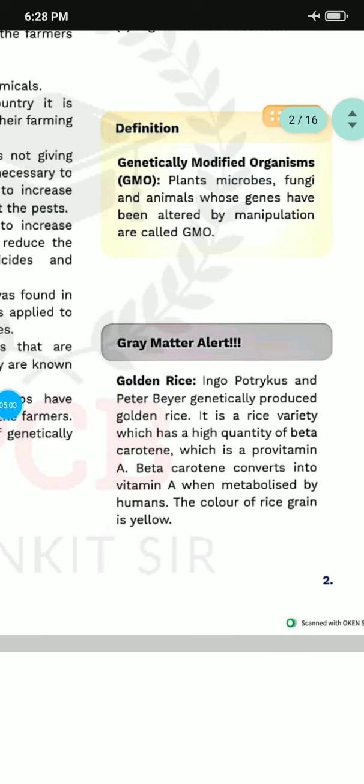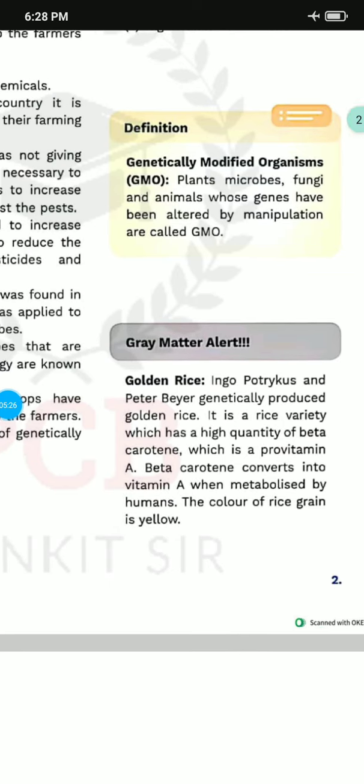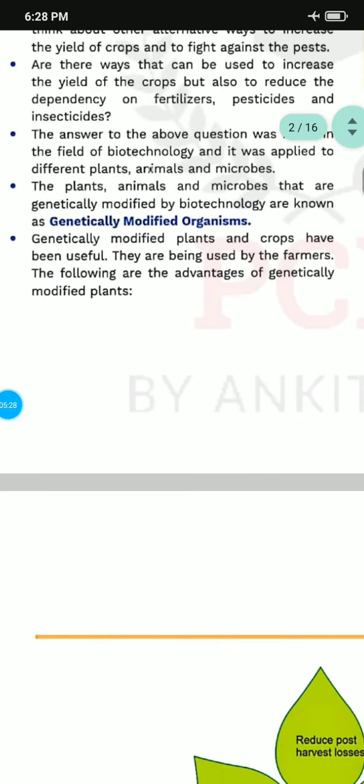Like golden rice. Golden rice is actually a type of rice which has a high quantity of beta carotene, which is converted to provitamin A, and vitamin A is then metabolized by humans, and because of that the color of the rice becomes yellow. That's why it is called golden rice. So back to the point: what are the advantages of genetically modified plants?